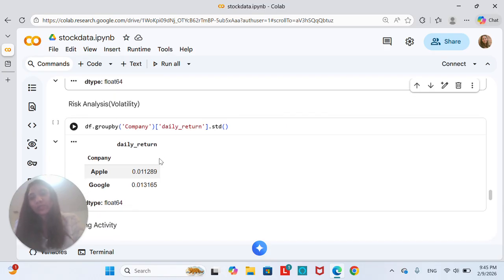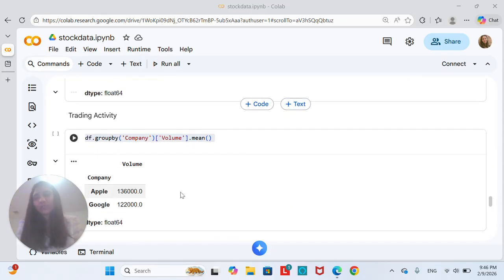The last one is the risk analysis. If the standard deviation is higher and the value is really up, then it means the stock fluctuates a lot. And if the standard deviation is really close to 0, or the lowest one, then it should be a really stable stock, so it would be good for us to invest our money in it.